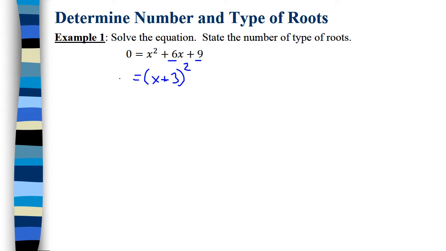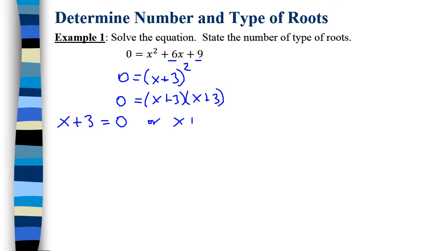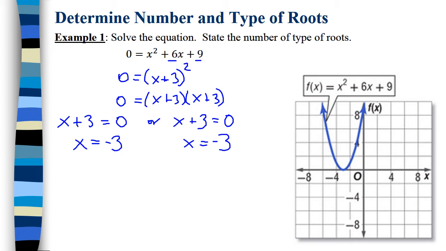x plus 3 quantity squared. And by the zero product property, we know that x plus 3 times x plus 3 must equal 0, which means that either x plus 3 equals 0 or x plus 3 equals 0, because they're two factors. So to solve for x, if we subtract 3 on both sides, x equals negative 3 or x equals negative 3. This is what we call a double root, because it's the exact same number that happens twice, and you notice that the graph bounces off the x-axis. We'll talk about that later.